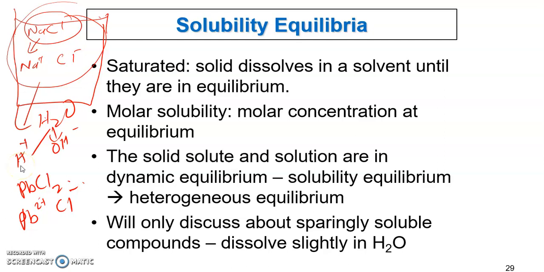Here we need to know a few terms. For example, what is saturated? Saturated is when a solid dissolves in a solvent until the solution and the solid are in equilibrium, that we call saturated. It means that the solid is unable to dissolve more. That is what we call dissolution equilibrium.